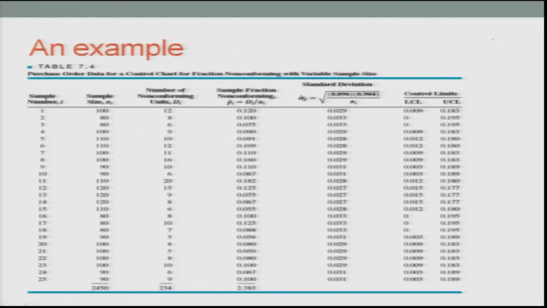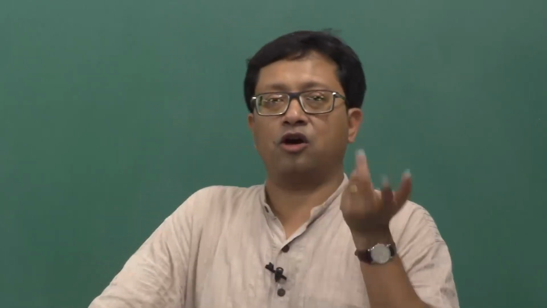Now, let us study in detail with an example again from Montgomery. The first column are the sample numbers, which is i = 1, 2, 3, 4 till the 25th one. So, you are taking 25 such samples. Now, if it was a fixed sample size, then the sample size would be fixed, say for example at 20. So, the total number of observations would be 25 into 20.